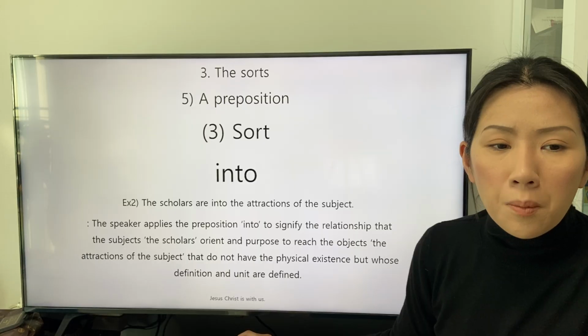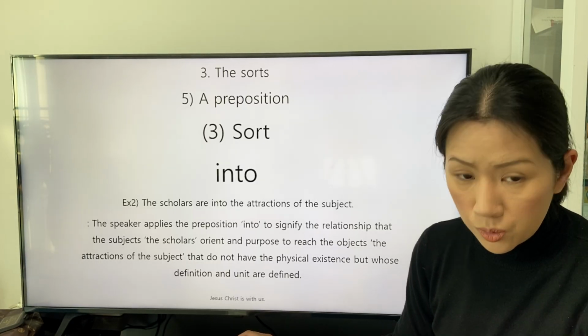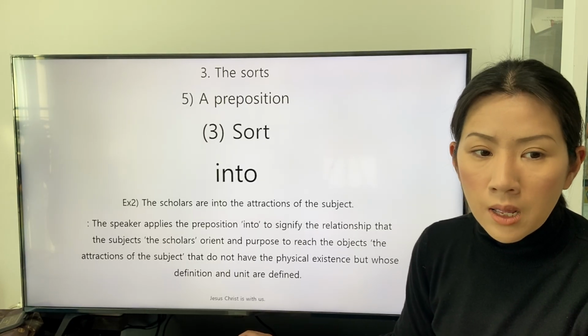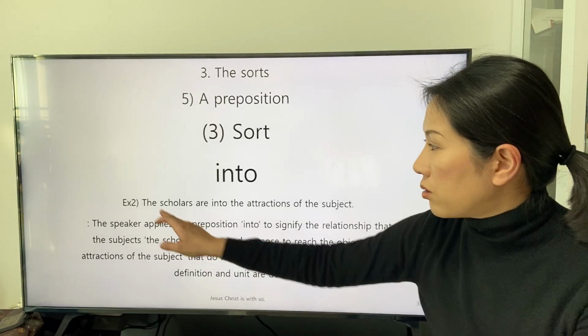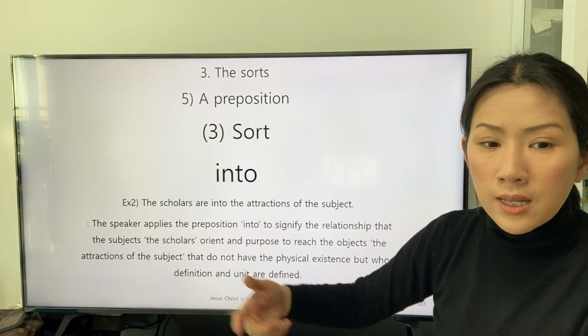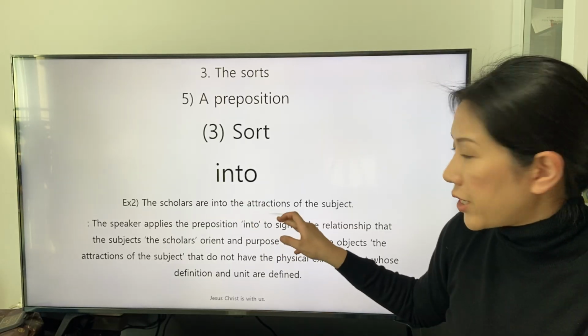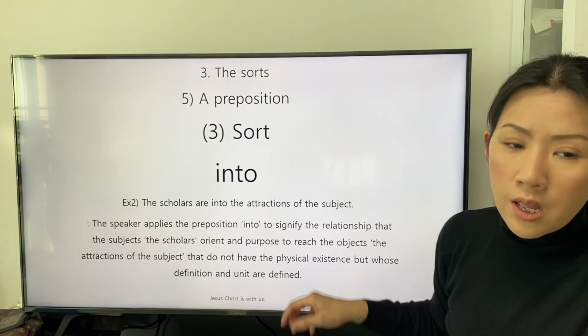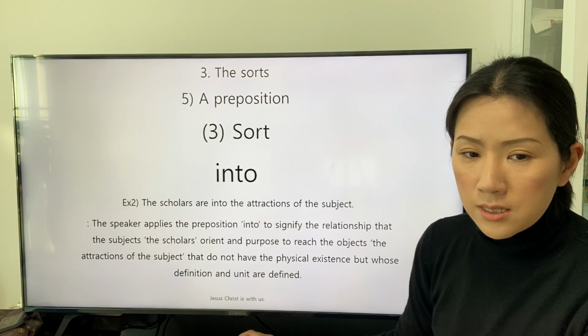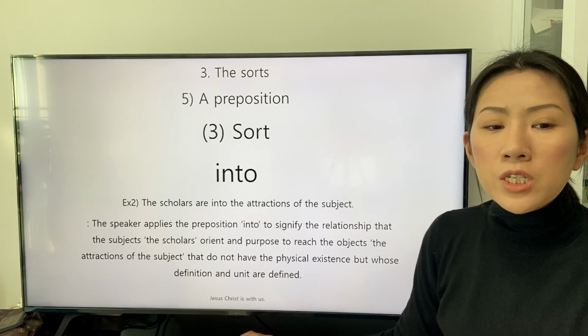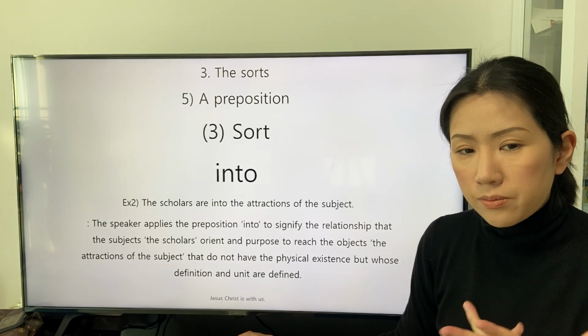The speaker applies the preposition into to signify the relationship that the subject, the scholars, orient and purpose to reach the object, the attractions of the subject, that do not have the physical existence, but whose definition and unit are defined.